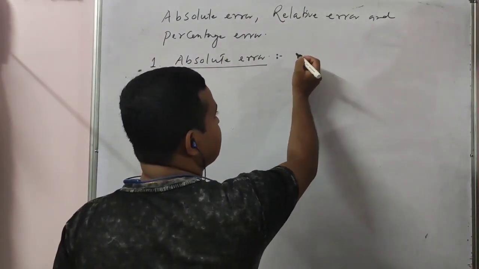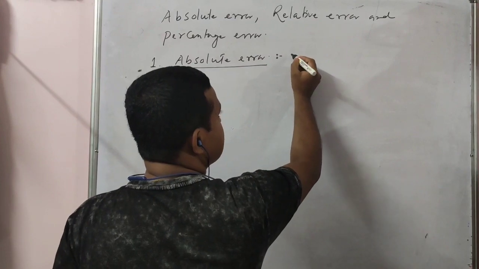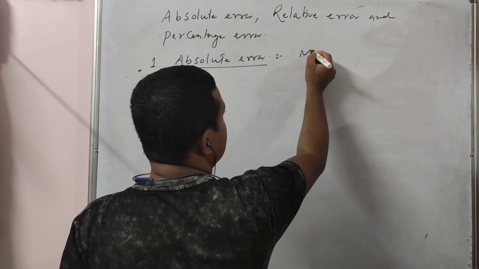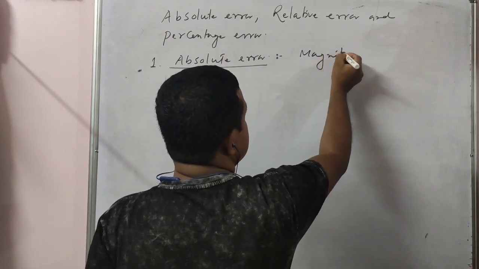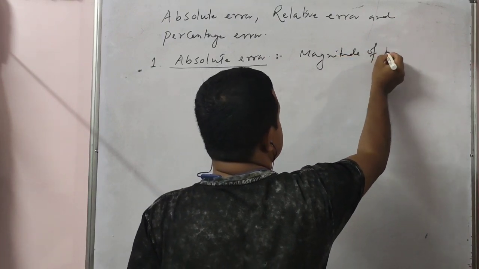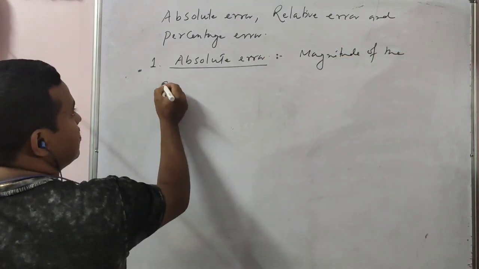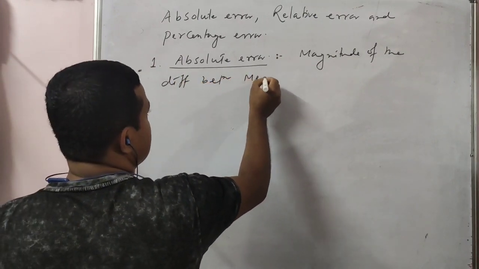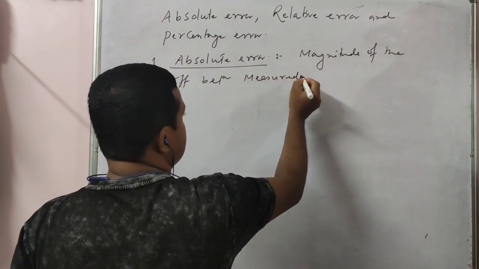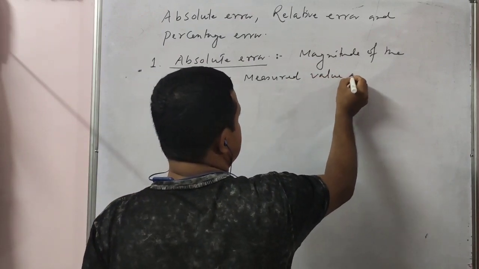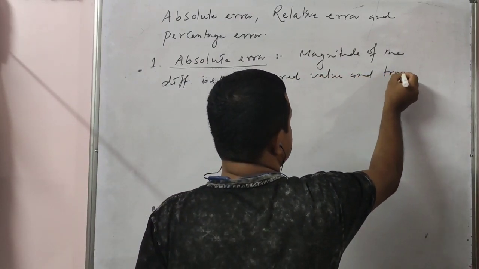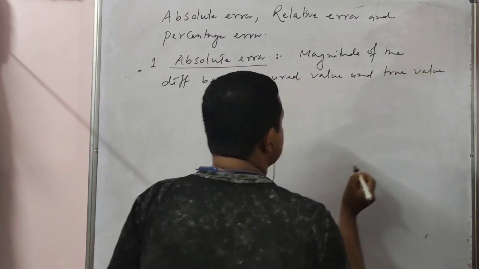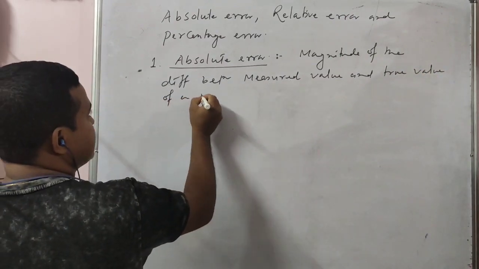So you can say that the magnitude of the difference between measured value and true value of a physical quantity.